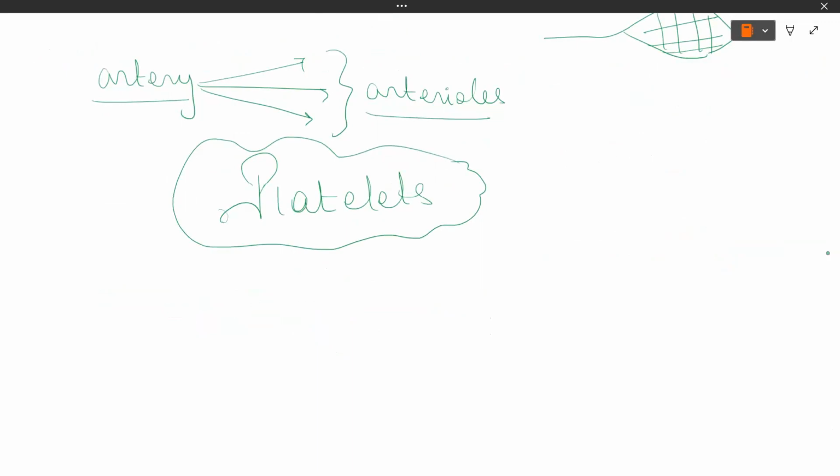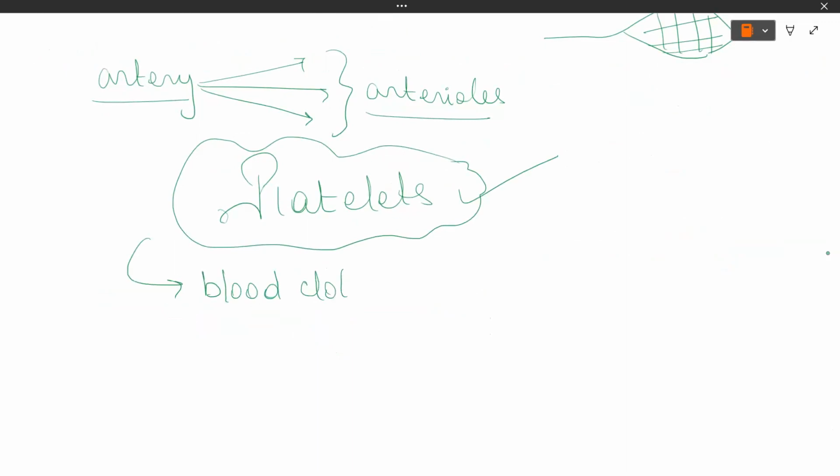Ma'am, in the blood only? Yes, it is present in the blood. So the blood contains RBC, it contains WBC, and apart from that, it also contains the platelets. And what is their one prime function? It is to clot the blood, right?